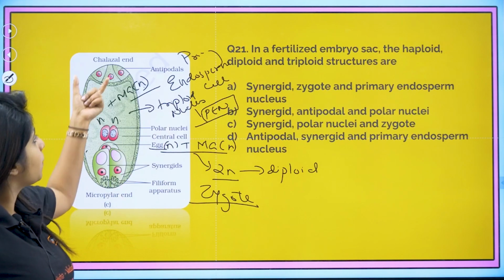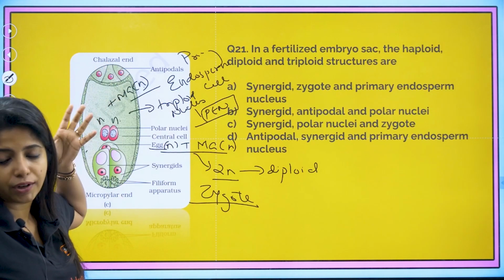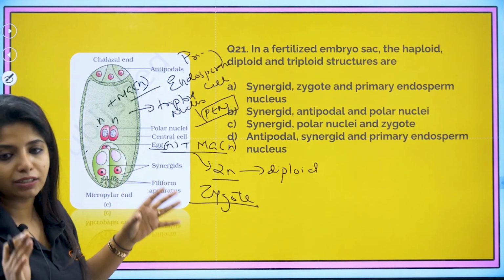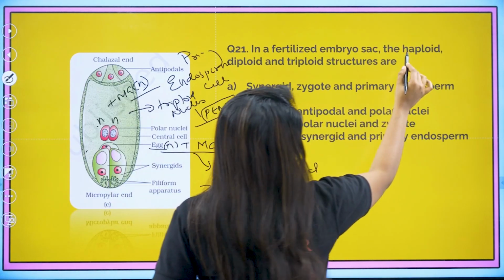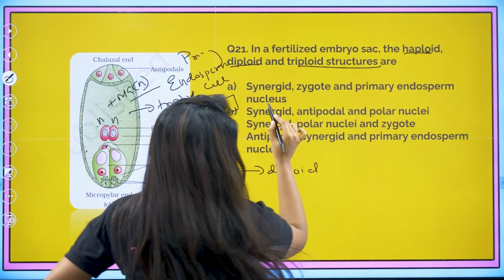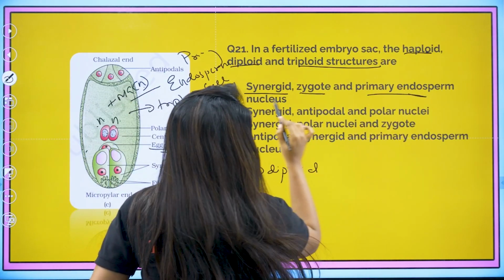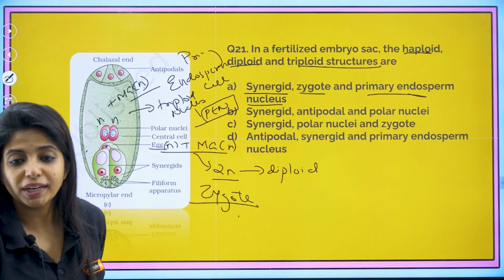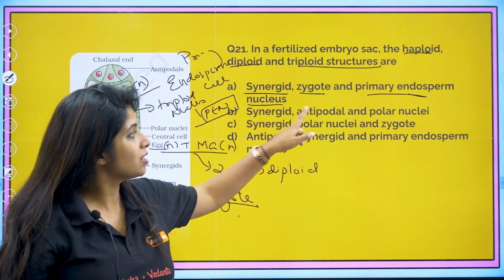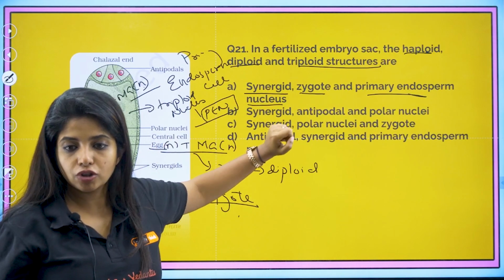The synergids are going to be haploid. The antipodal cells are also going to be haploid. They didn't have anyone coming and fertilizing with them. So you have to tell what is haploid, what is diploid, what is triploid. So synergid is haploid, zygote is diploid, and primary endosperm nucleus is what? Triploid in nature. Here synergid and antipodal are also haploid, so this is wrong.